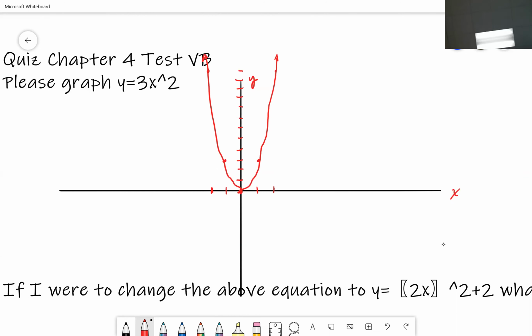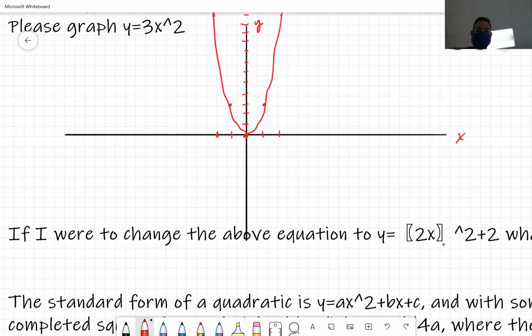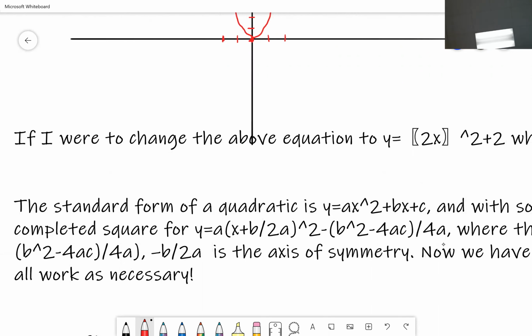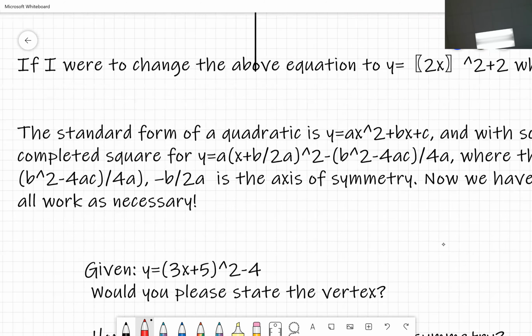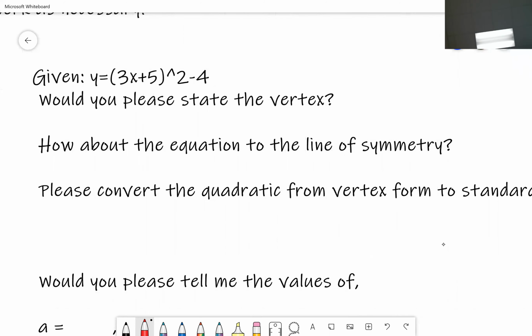All right. So now let's do the next one. I wrote a bunch of words there. It says, if I were to change the above equation to y equals, and Microsoft didn't copy this right, but you have the original version. And it says, do all that, show all work is necessary. So I'm going to go all the way to where it says, given y equals 3x plus 5 raised to the second minus 4. And I'm going to adjust the board here. So we have all these words here. And now we're going to start the part that matters. The number 2 is where I'm at, the vertex, right?